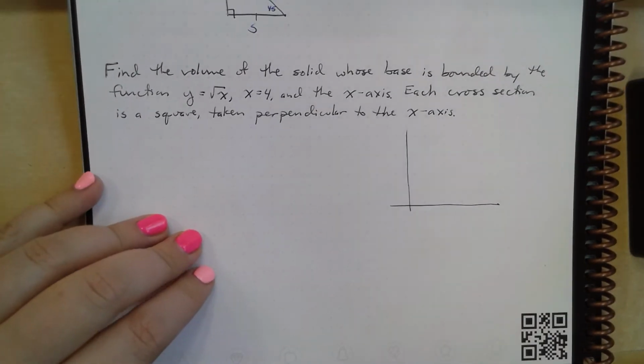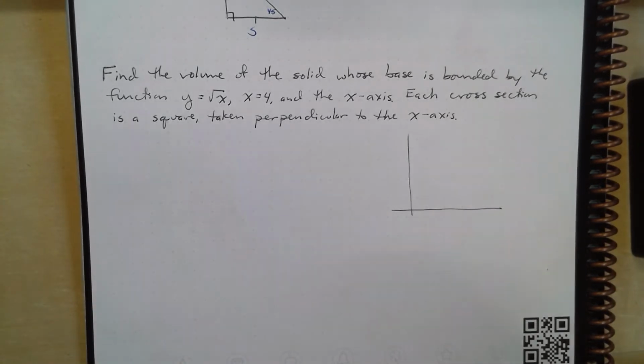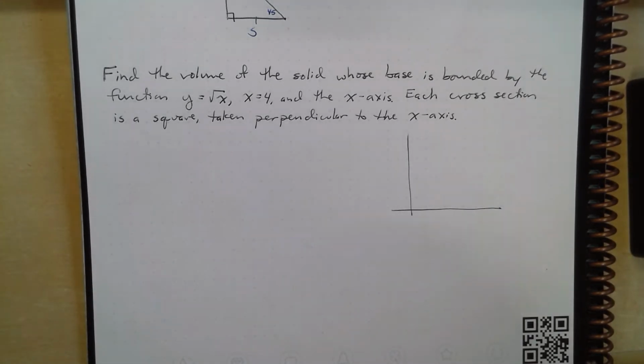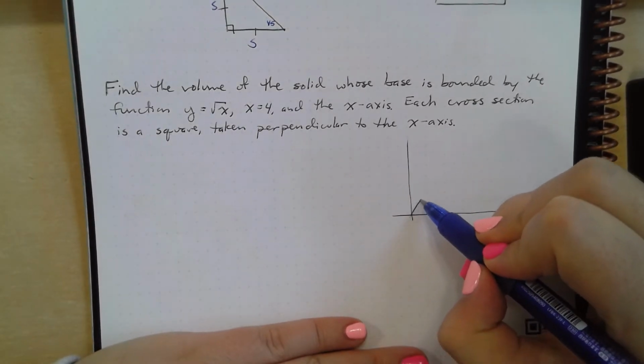Okay, we want to find the volume of the solid whose base is bounded by the function y equals radical x, x equals 4, and the x-axis. Each cross-section is a square taken perpendicular to the x-axis.